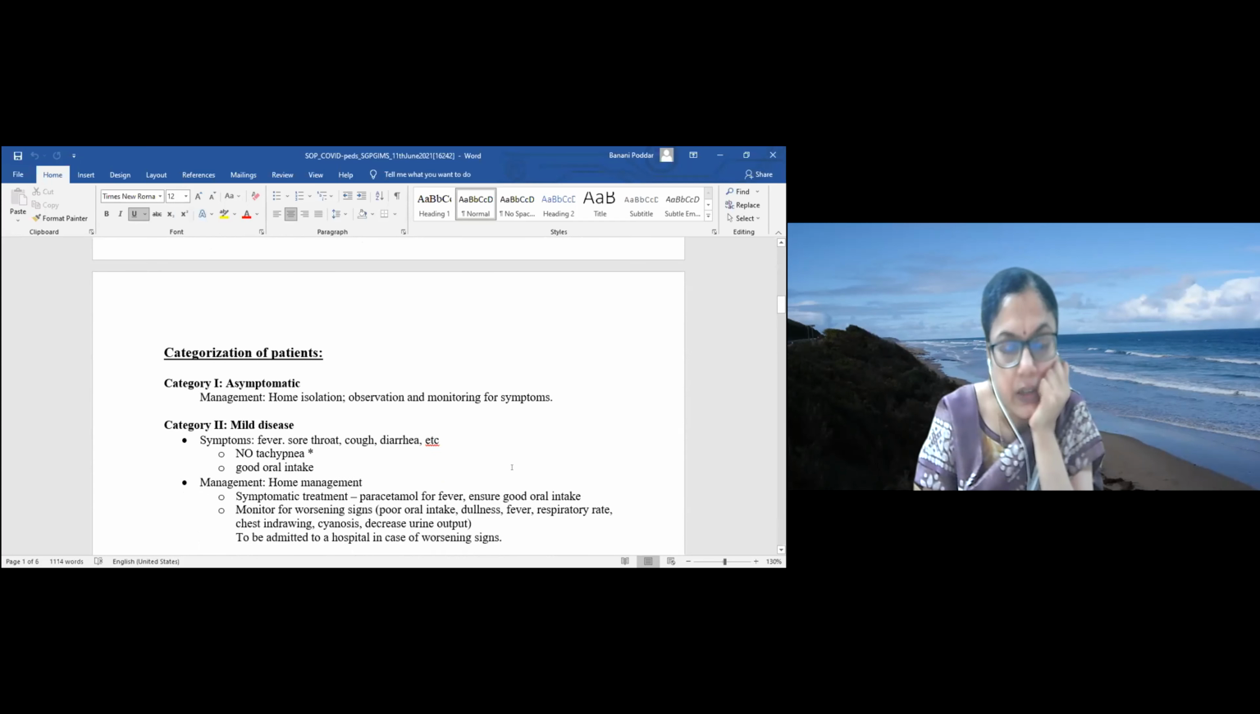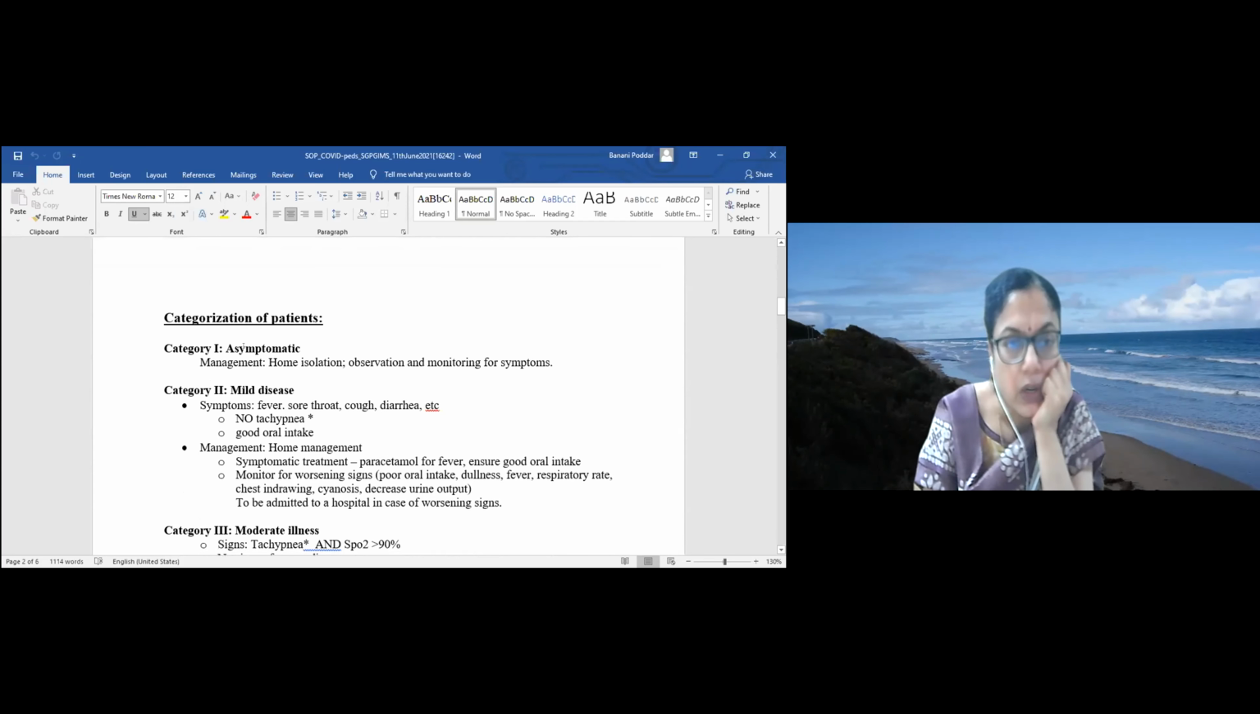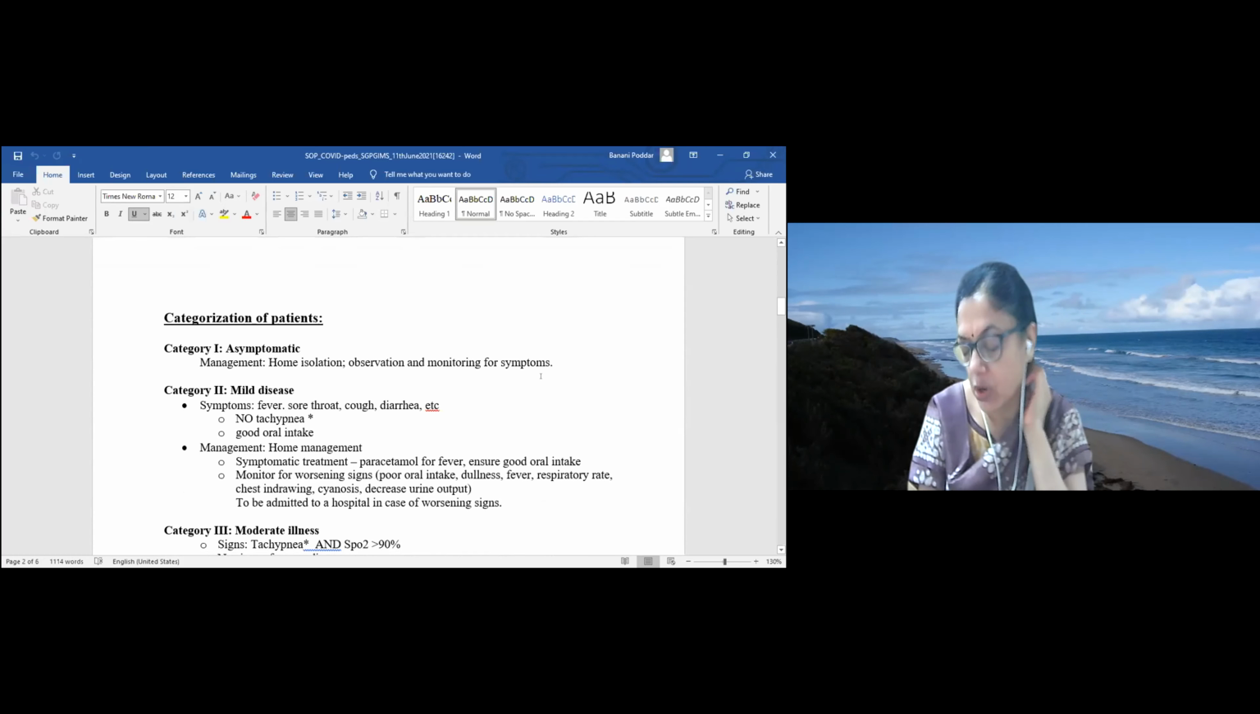There is nothing new about our protocol, but just that at times we may forget. So we thought we'll put it down in writing. Category 1 is an asymptomatic patient who is probably just detected to be COVID positive. So just home isolation, observation, and monitoring. Kirti has already talked about the danger signs. So those are the signs that need to be monitored.